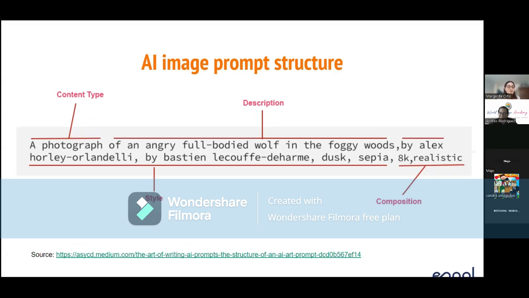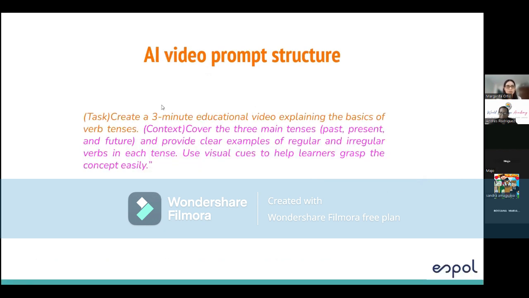So you see, the way that you write the prompt, it's different when you're talking about AI with images, okay? For images, it's different, but you have to provide as much information as possible. And for videos, the same situation, okay? Task and context. Create a 3-minute educational video explaining the basics of verb tenses. The context. What else? Cover the 3 main tenses, provide clear examples, use visual cues, yeah? You have to provide as much information as possible so that the computer can create one, okay?